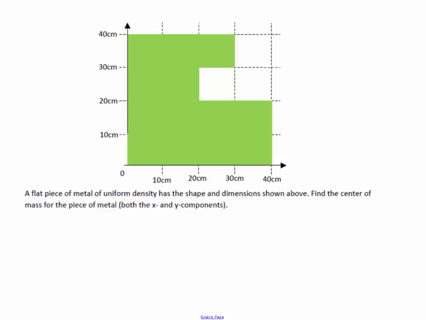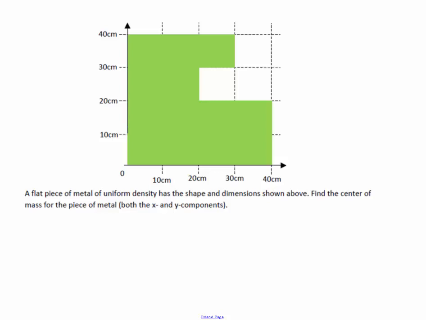In these next two center of mass examples, we're going to look at two-dimensional objects. We're going to look at things where mass is spread out in 2 dimensions and how to look at these. This first one, we have this flat piece of metal. It has a uniform density and it has the shape and dimensions shown.